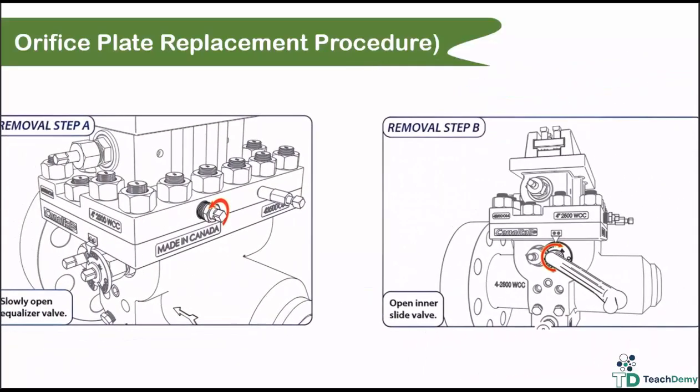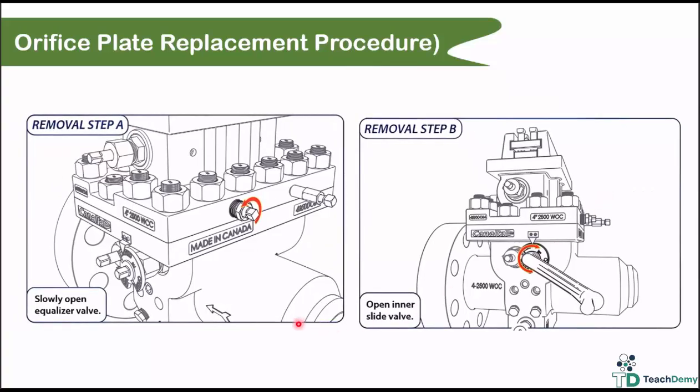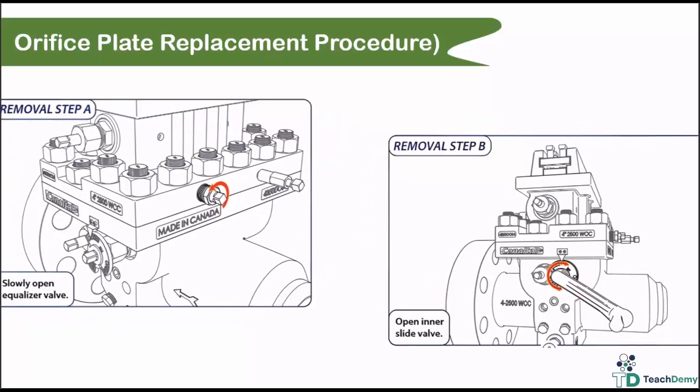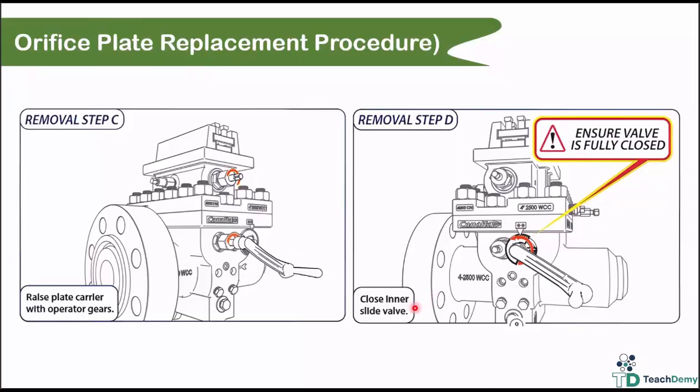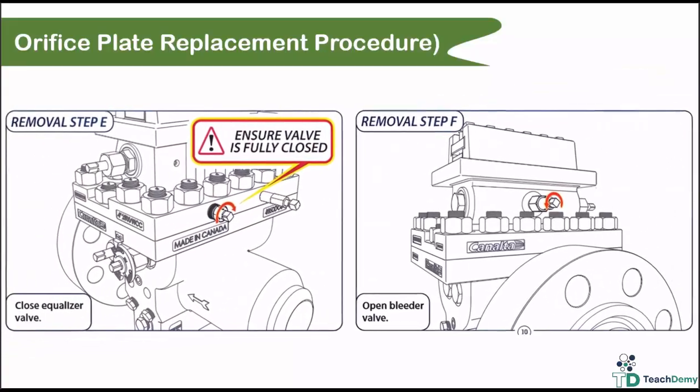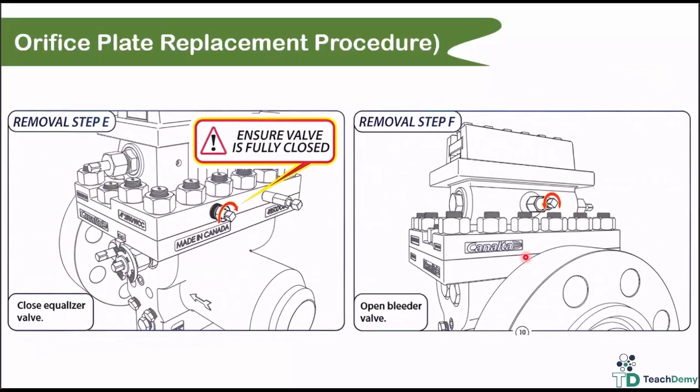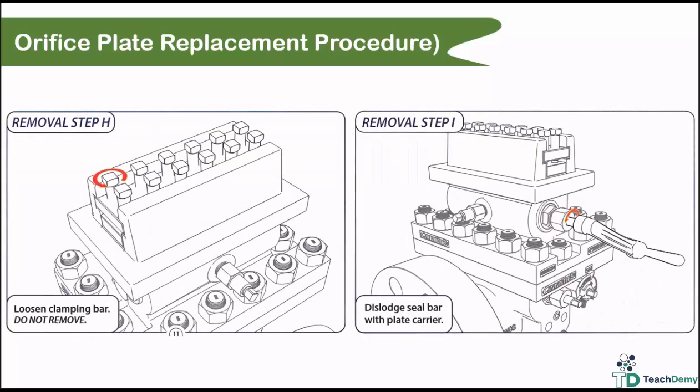To replace the orifice plate, keep in mind that the orifice is initially at the bottom. First, we open the equalizer valve and then open the sliding door arm. Next, we rotate the lower carrier arm until the upper carrier arm starts to move. Then, we rotate the upper carrier arm to lift the orifice. After the orifice is lifted, we close the sliding door arm and then close the equalizer valve. Next, we open the bleeder valve and loosen the top bolt of the Daniel. Using the upper carrier arm, we lift the orifice and replace it.